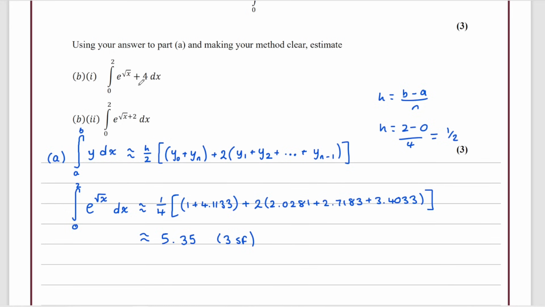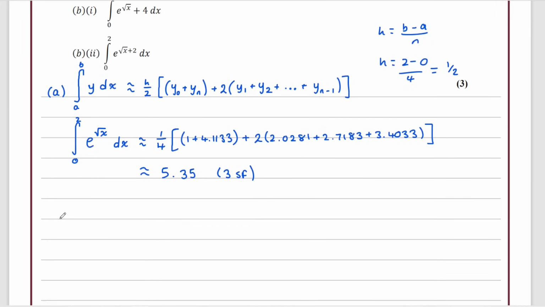So let's start with the first one then. So for B, part 1, we've got the integral, again from 0 to 2, of e to the power of the square root of x plus 4, and this is with respect to x. So this is kind of like a basic integration problem now. Can we simplify this integral here, or the integrand? So what we're integrating? Well, what I can do then is apply linearity here.